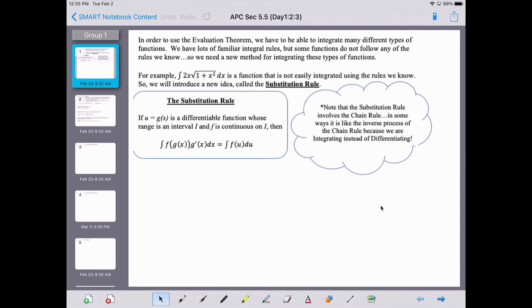Now that's a lot of fancy talk right there, but what I want you to notice when you look at that integral there in the bottom of the substitution rule box, notice that f at g of x times g prime of x. That looks an awful lot like the chain rule, doesn't it? And if we are taking the integral of that, that gives us back the integral of f of u du. So in the cloud, it says, note that the substitution rule involves the chain rule. In some ways, it is like the inverse process of the chain rule because we are integrating instead of differentiating.